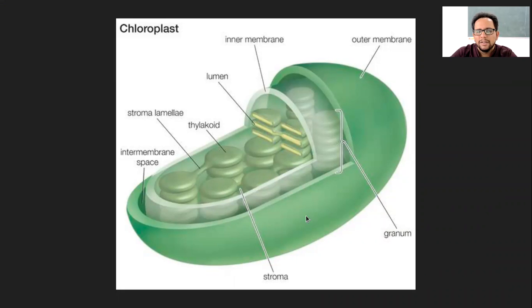So that way, this is the whole structure, and the stroma lamellae, which we are not going to study as such, is kind of a connection point between two thylakoid structures or two grana. So this is the whole structure of the chloroplast.